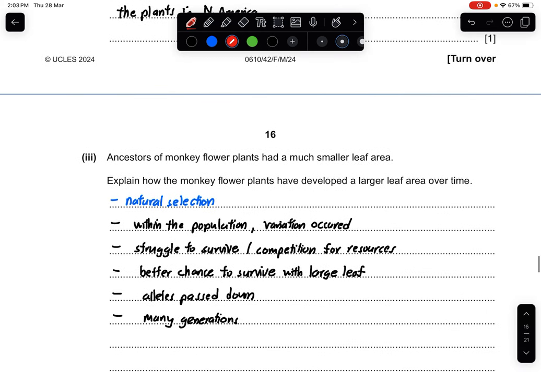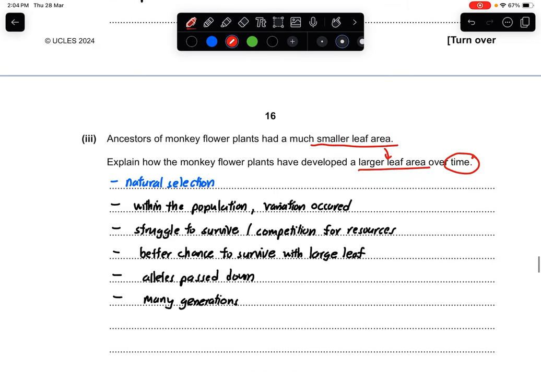Okay. Part 3. Ancestor of monkey flower plants had a much smaller leaf area, and how the monkey flower plants have developed a large leaf area over time. So you can see that they give you 2 clues on what is the word that you need to explain. This one is definitely about selection. But what kind of selection is this? So you can see is how it becomes from a smaller leaf area to a larger leaf area over time. Over time, meaning it takes a much longer time. So the key word for this is natural selection.